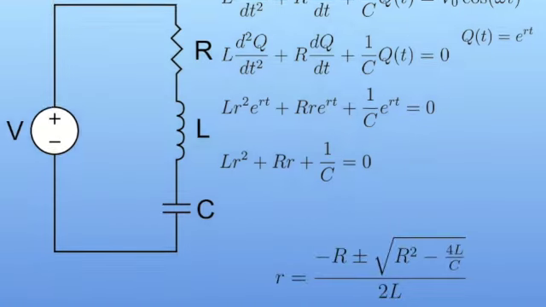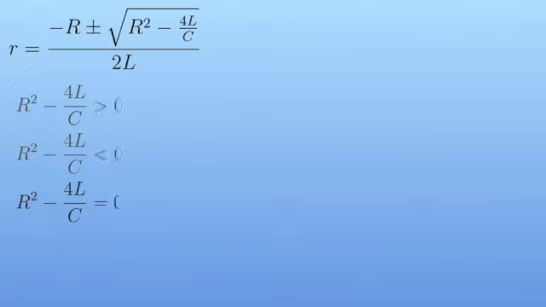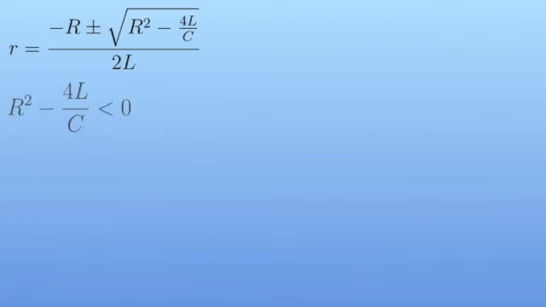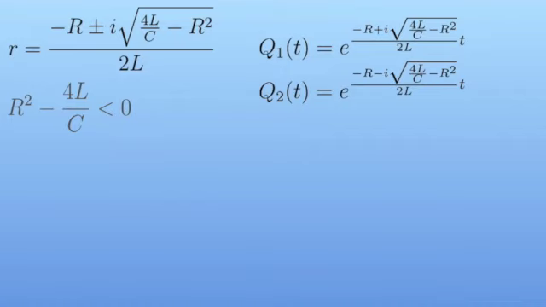Now we have three cases. Let's consider the complex solutions case. We've now obtained q1 and q2. Let's tidy this up by assigning phi of t to the imaginary part.